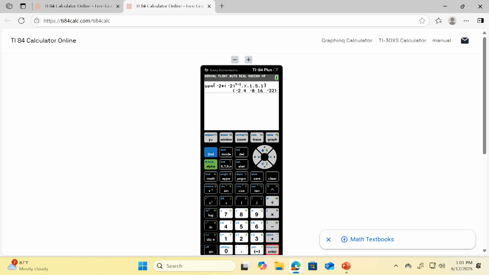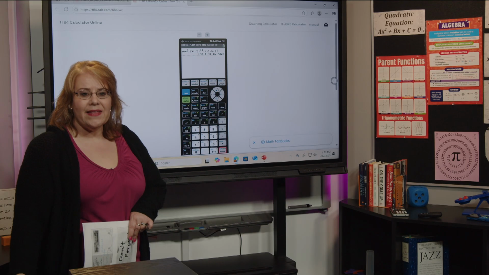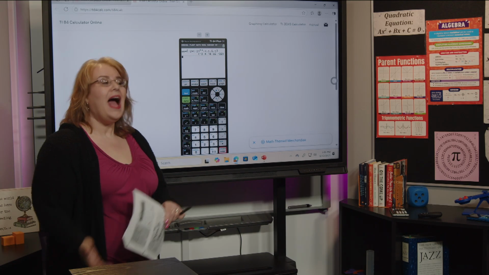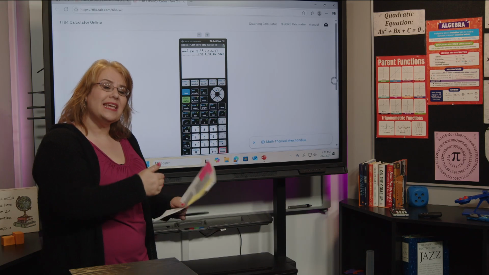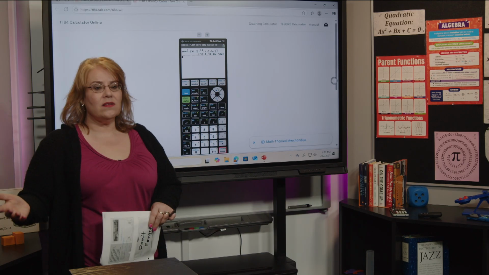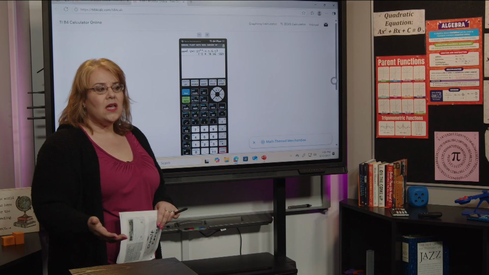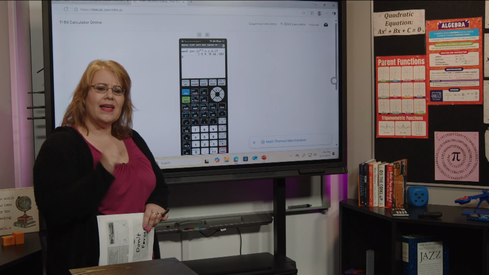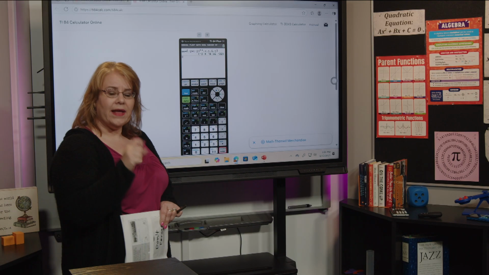Negative 2, 4, negative 8, 16, negative 32. Ms. Killen, that's our sequence. Yes, it is. I have put my sequence in my calculator, and I don't have to find any of those terms. So how would we put it in to find the 10th term? All right, let's try that.